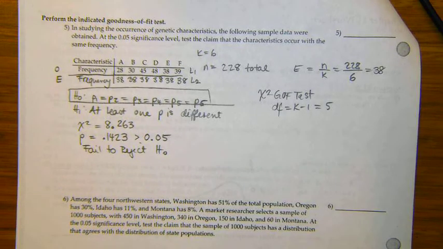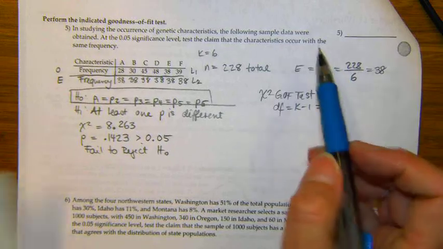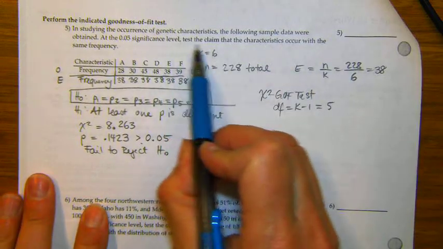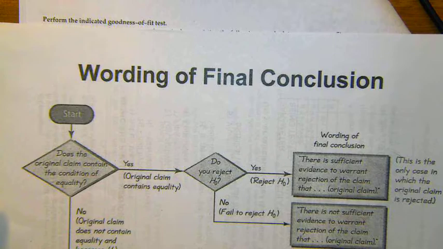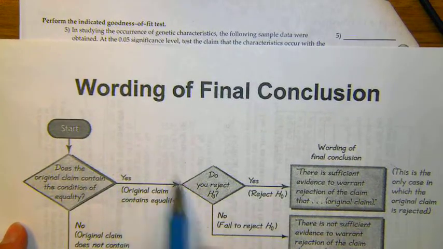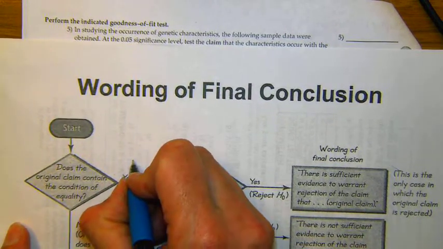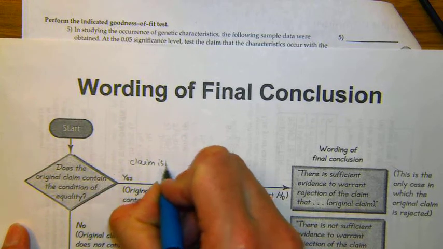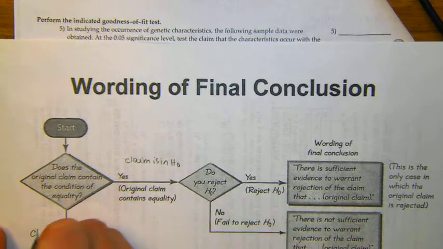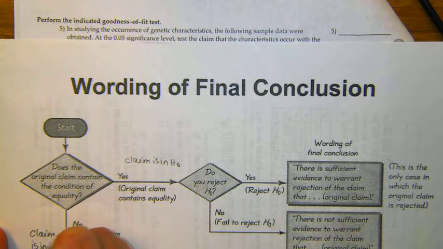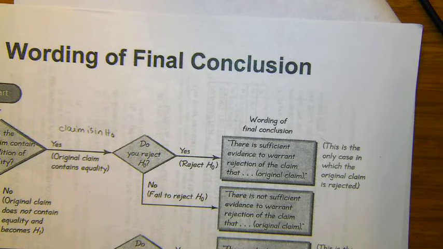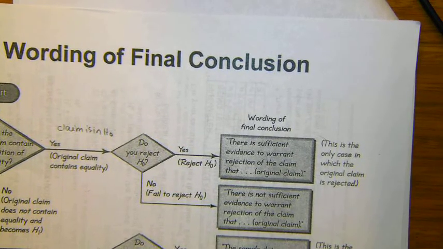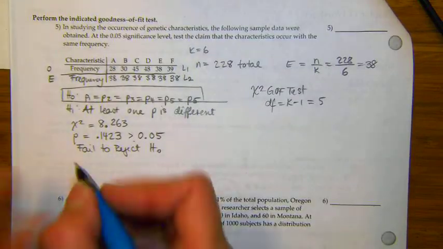All right, so our original claim was in the null because it says test the claim that the characteristics occur with the same frequency. So that means our claim is in the null, and therefore we're right here. Right, claim is in the null. Where this one would be claim is in the alternate. We fail to reject the claim, therefore there's not sufficient evidence to warrant rejection of the claim.